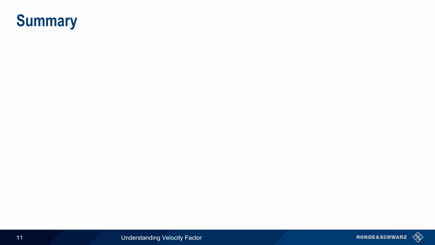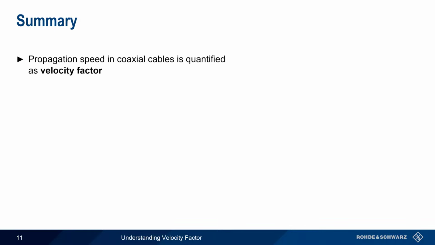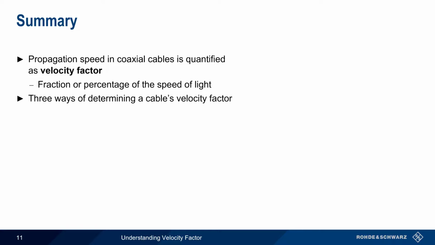Let's end with a brief summary. The speed at which signals propagate in coaxial cables is normally quantified in the form of velocity factor, which is the speed as a fraction or percentage of the speed of light. There are three main ways to determine a cable's velocity factor. The first is simply reading the cable type printed on the cable and then looking up the value in a datasheet. This is not a measurement, but is sufficient for many applications.